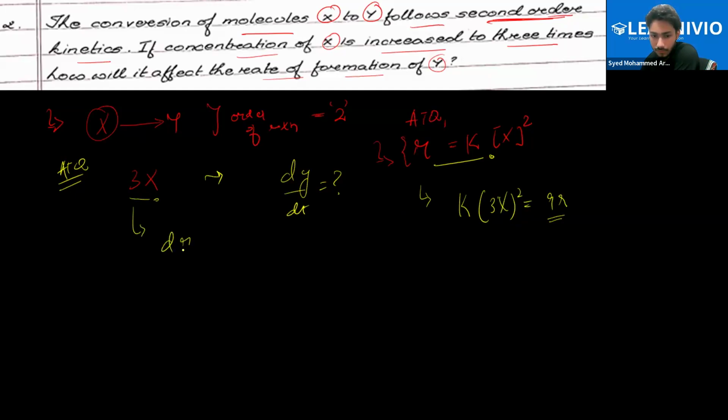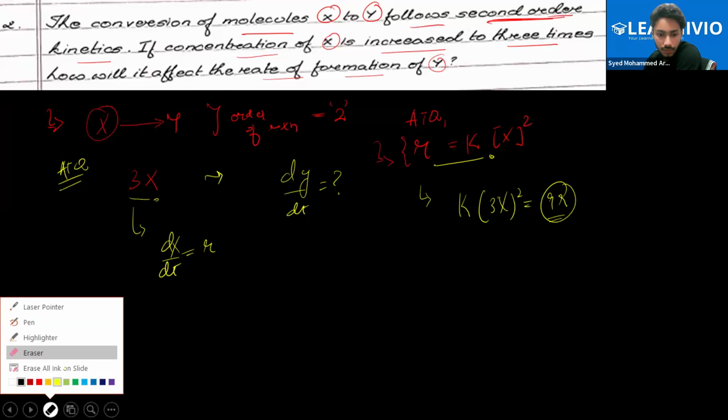dx upon dt is basically my r, right? Basically r. And if I increase the concentration, then my rate would be 9 times. So what you need to tell me is what will happen with the rate of formation of y.